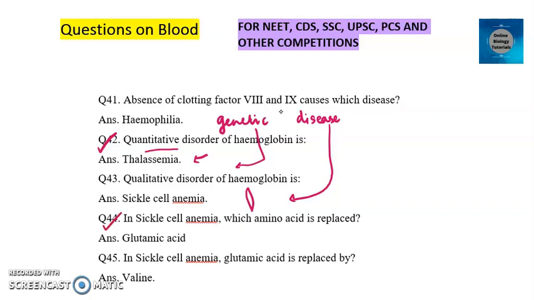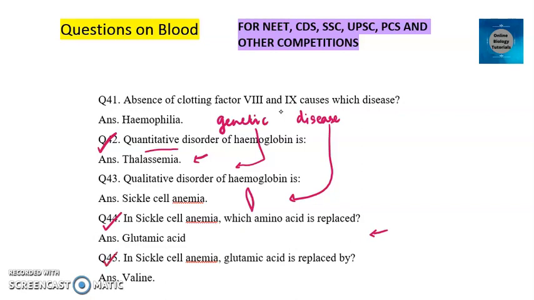Question number 44 is asking that in sickle cell anemia, which amino acid is replaced? I hope you know that in the central dogma, DNA makes DNA, DNA makes RNA, and RNA makes proteins, right? So DNA is carrying the information for protein synthesis. So basically if DNA gets mutated, the proteins are also going to get changed. A change in a single base causes a change in the genetic code. So glutamic acid is being replaced.